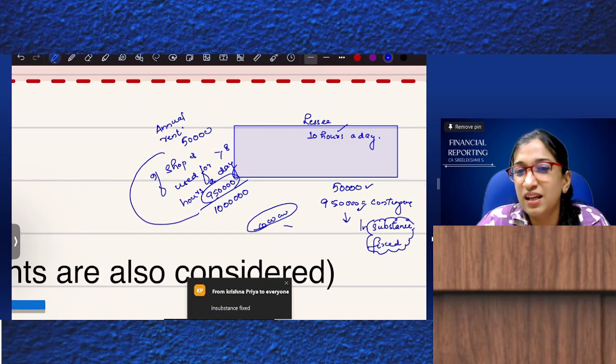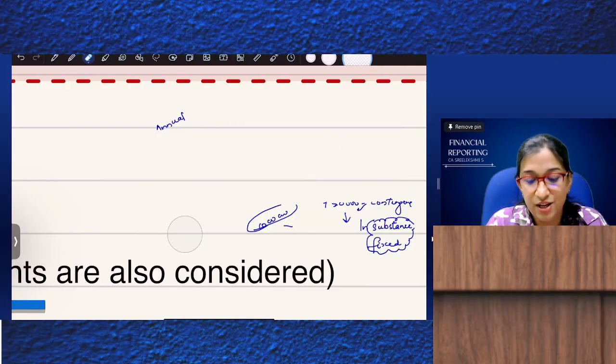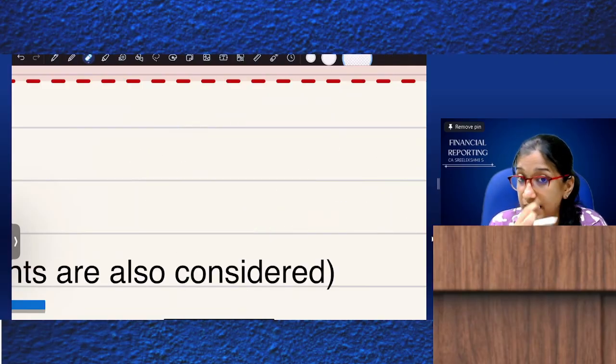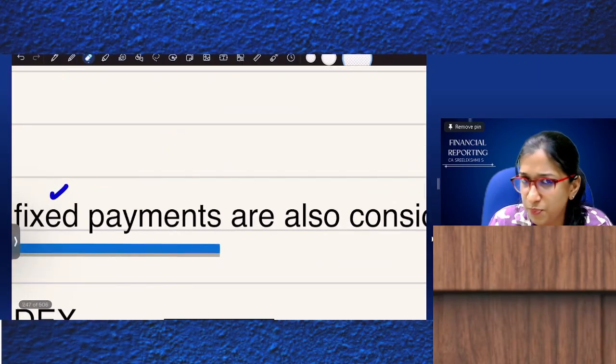Are you understanding? If there is a doubt, you will ask me. Hopefully it is clear. So you need to check whether the contingent payment is actually contingent or in-substance fixed.